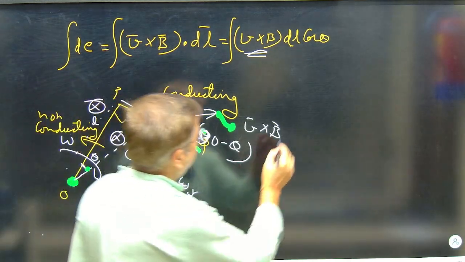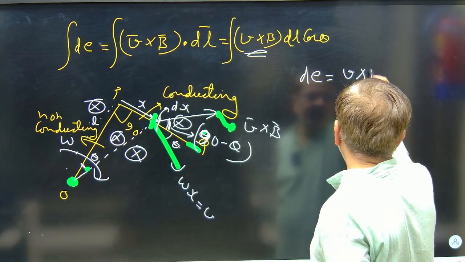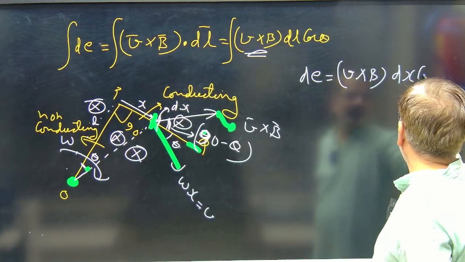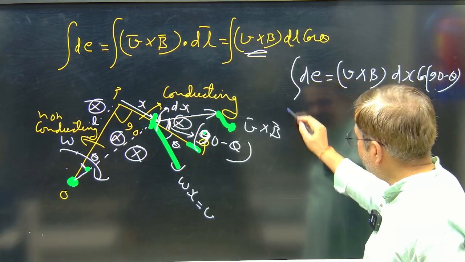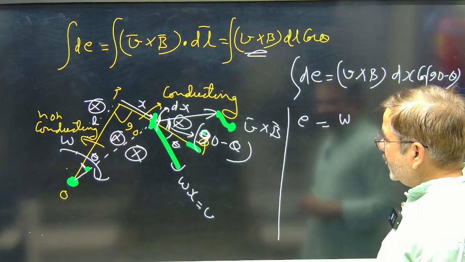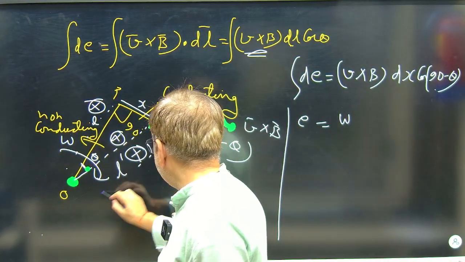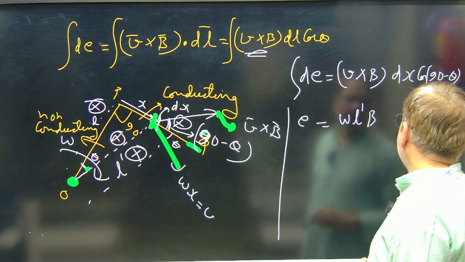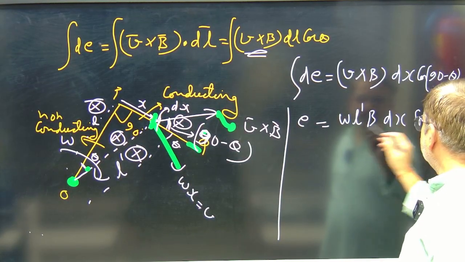So dE, the value of EMF, will be V cross B into the dx length times cos of 90 minus theta. This term I have to integrate and get the result. What EMF am I getting? V is omega, and this term, what will I get? The length L dash. This is the L dash length, omega into L dash into B, this dx, and it is sin theta. This term I have to integrate.